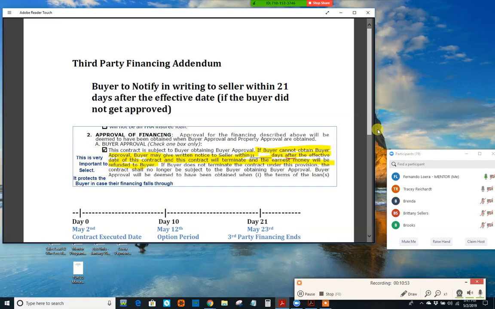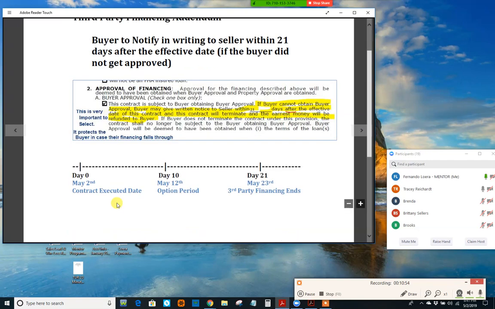If you do a timeline, you have, again, day 0, May 2nd, contract executed date, the day 10, May 12, option period ends, and then you continue. Let's just say you're moving forward with the transaction. They're going to do some repairs or what have you.